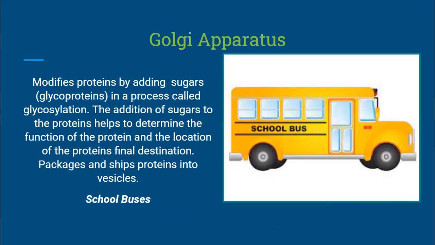The Golgi apparatus modifies proteins by adding sugars, which are also called glycoproteins, in a process called glycosylation. The addition of sugars to the proteins helps to determine the function of the protein and the location of the protein's final destination. It also packages and ships proteins into vessels. This is similar to the school buses because they also ship and package students to and from school.